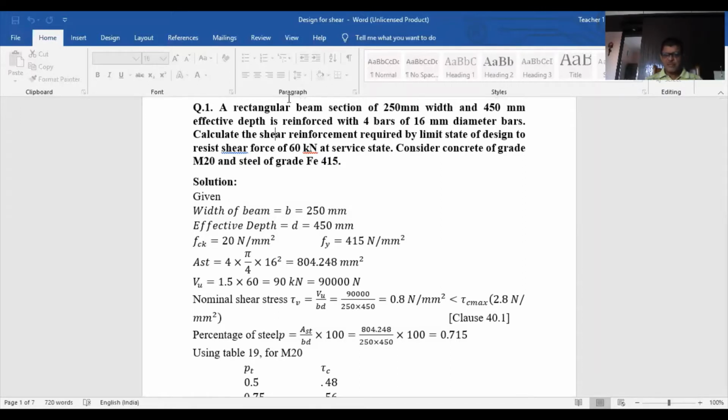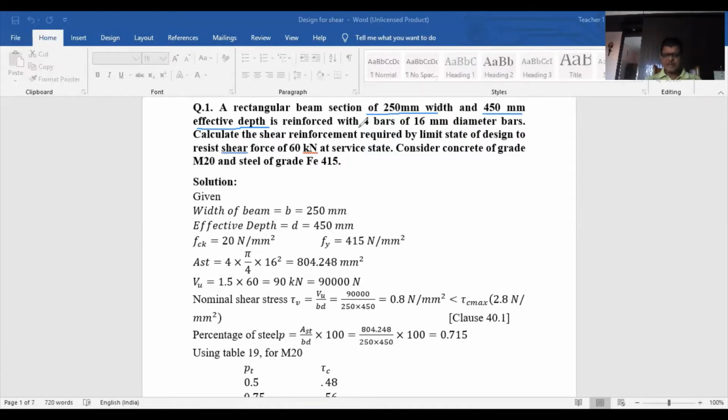In the first problem we have a rectangular beam of section 250 millimeter width. So width is given 250, depth is 450, effective depth is given. As the effective depth is given here, you don't calculate the effective depth further. If overall depth is given, then you have to calculate effective depth. That is, d effective is equal to overall depth minus cover minus half of the diameter of the rod. That is the distance from the top compression fiber to the center of the main reinforcement.